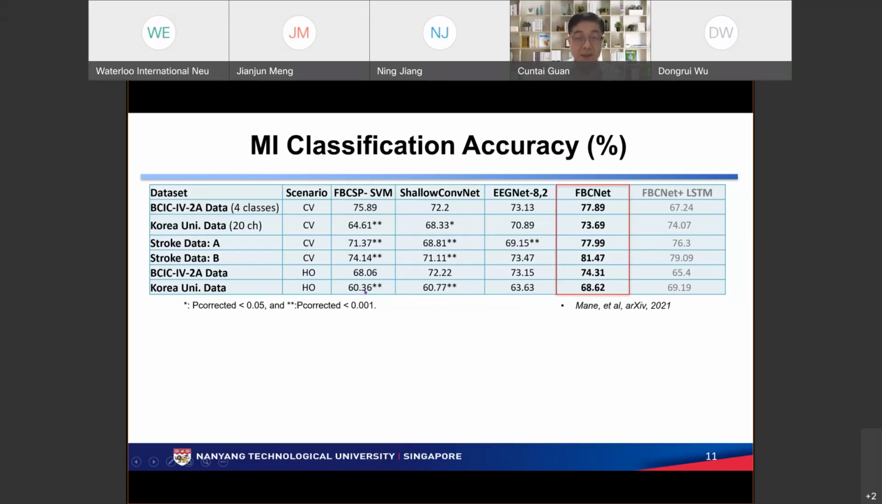Typically you can see there's a drop for BCI data. If, let's say, we use FBCSP, the same day, same session, cross validation, we can get 75% accuracy. But if you use cross day, the accuracy dropped to 68. Similar for the career data set, used to be 64, dropped to 60. That's because of the variations between the sessions.